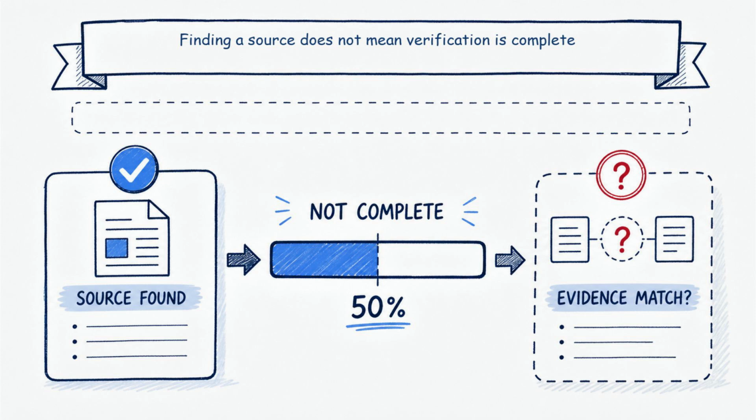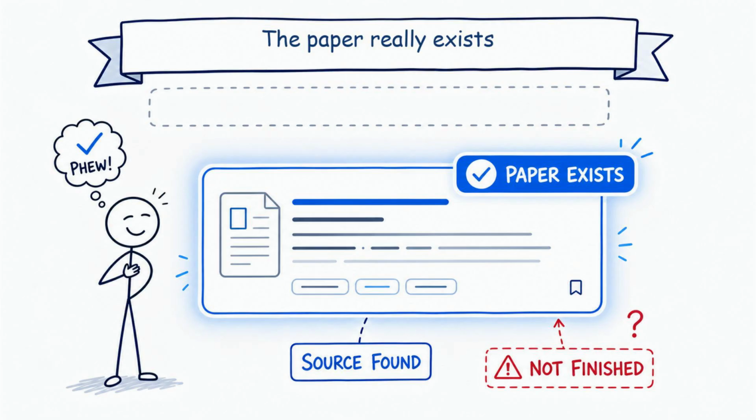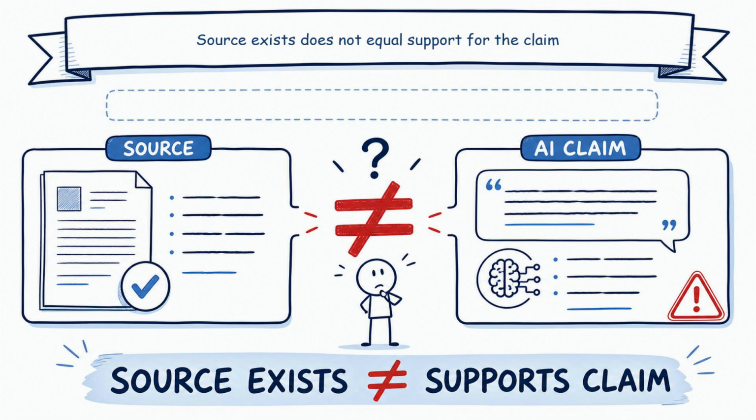Step 3 is the most important step. Finding a source does not mean verification is complete. Many people search for a paper, find that the paper really exists, and immediately assume ChatGPT was correct. But the existence of a source only means that the material may be related to the topic. It does not mean the source proves the sentence generated by AI.